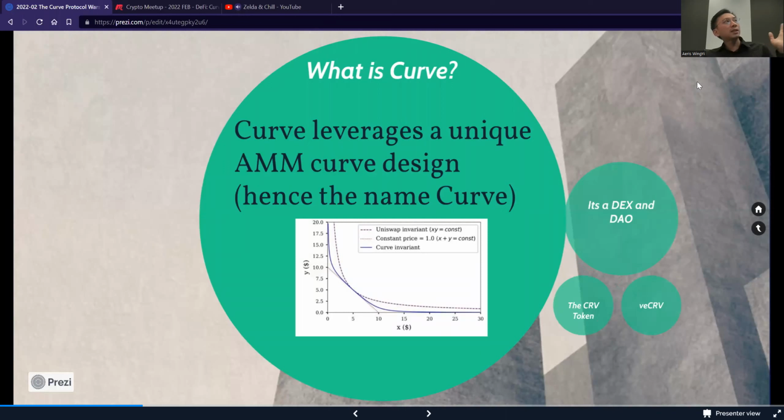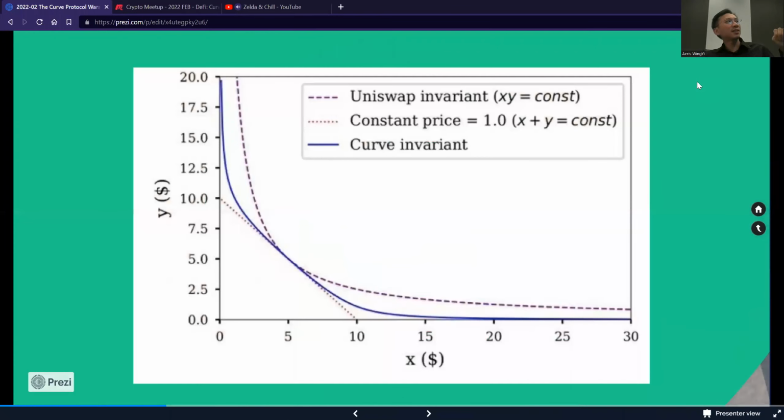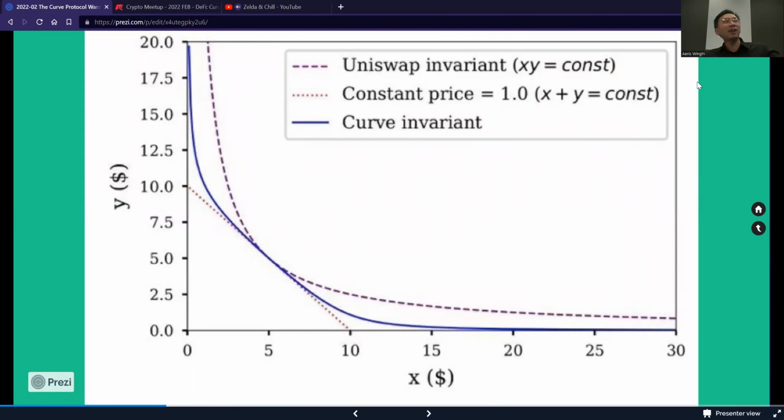Curve is a unique AMM structure where it's based off a specific curve on a graph. I don't know the mathematical equation, how they figured it out, but it has something to do with the curve, hence why the project is called Curve. They were able to figure out how to reduce slippage when you buy and sell assets on an exchange compared to other competitive exchanges like Uniswap and SushiSwap and some other exchanges out there. So that's the niche that they really had.